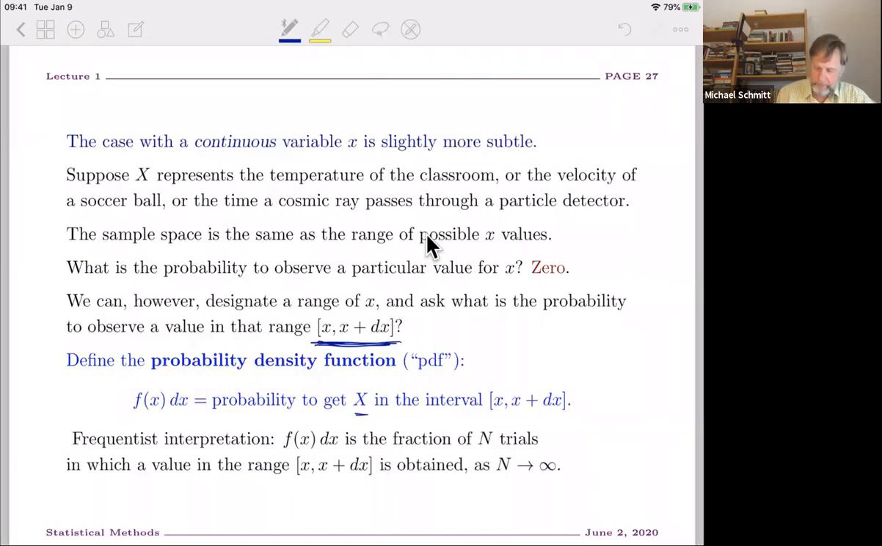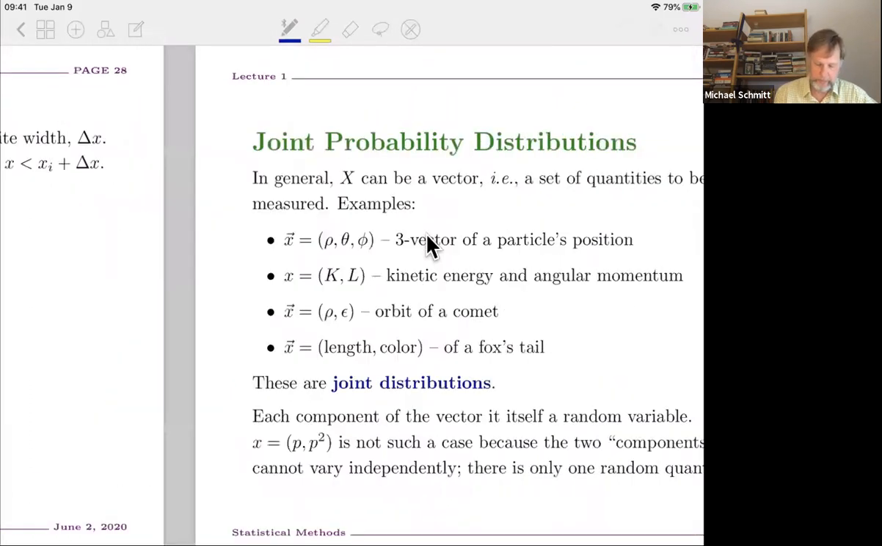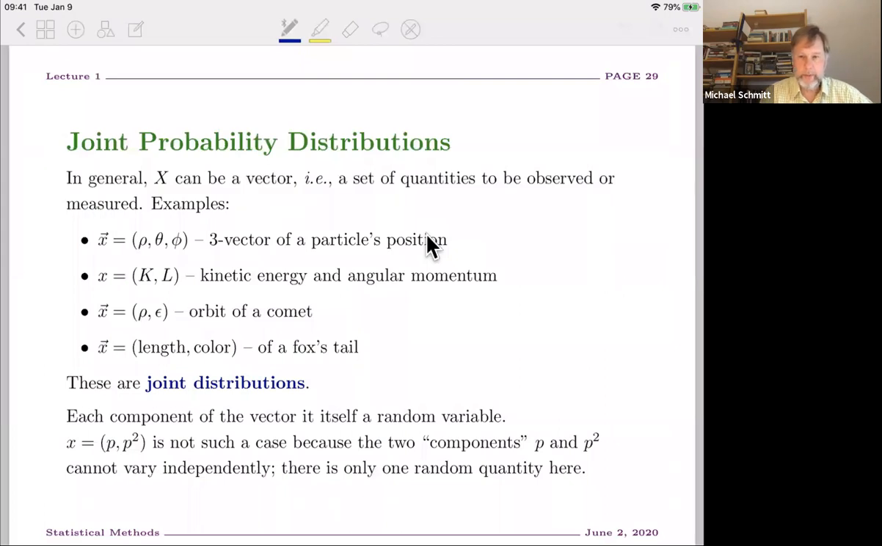Okay? A histogram is an example of this, right? So if you take the bins of this histogram here, one of the bins, then the height of the histogram gives you in relative terms the probability to get an x in that bin. So histograms are very much a kind of practical representation of a PDF for a continuous variable. Okay. Are there any questions at this point?